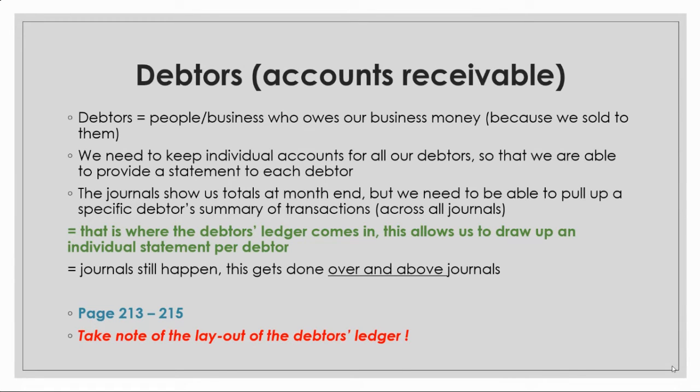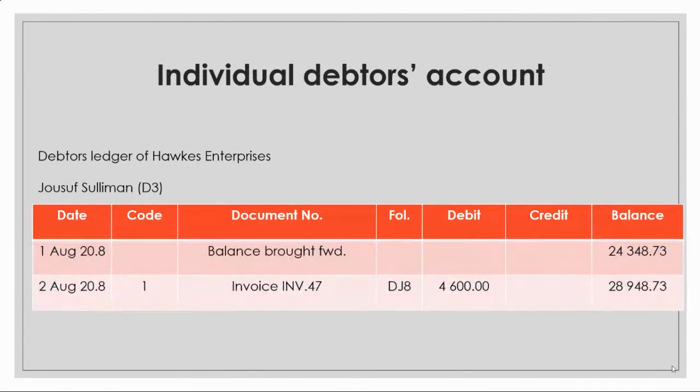Okay? So this is what happens. The journal still happens in the background, but what we are doing now is taking the information from the journals, and over and above the journals, we then populate our debtors ledgers, which show the individual transactions for each and every debtor per month. Now on pages 213 to 215 in your textbooks, they've got a summary. So make sure that you know how the layout works and what each and every column is. But let's quickly look at the summary.